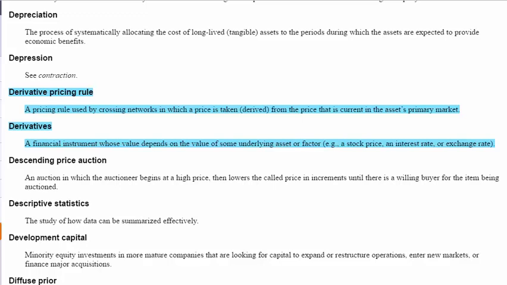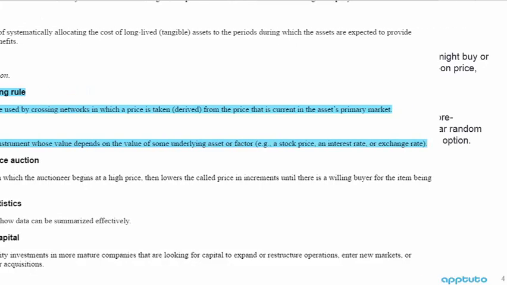What is a derivative pricing rule? It's a pricing rule used by crossing networks in which a price is derived from the price that is current in the asset's primary market. Okay, so there are some terms here with regards to derivatives.